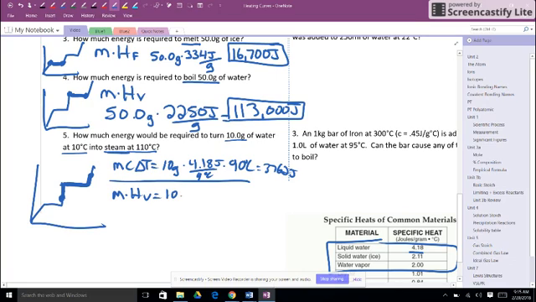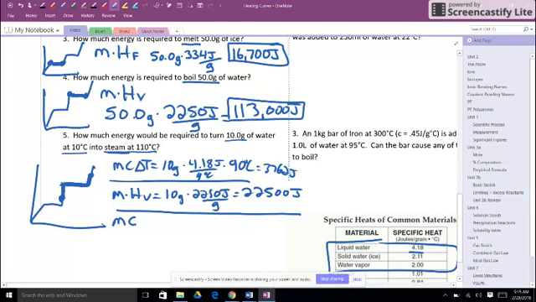Next, to boil that water, we're going to do mass times heat of vaporization. We have 10 grams of water again, times 2250 joules per gram. That ends up being 22,500 joules.